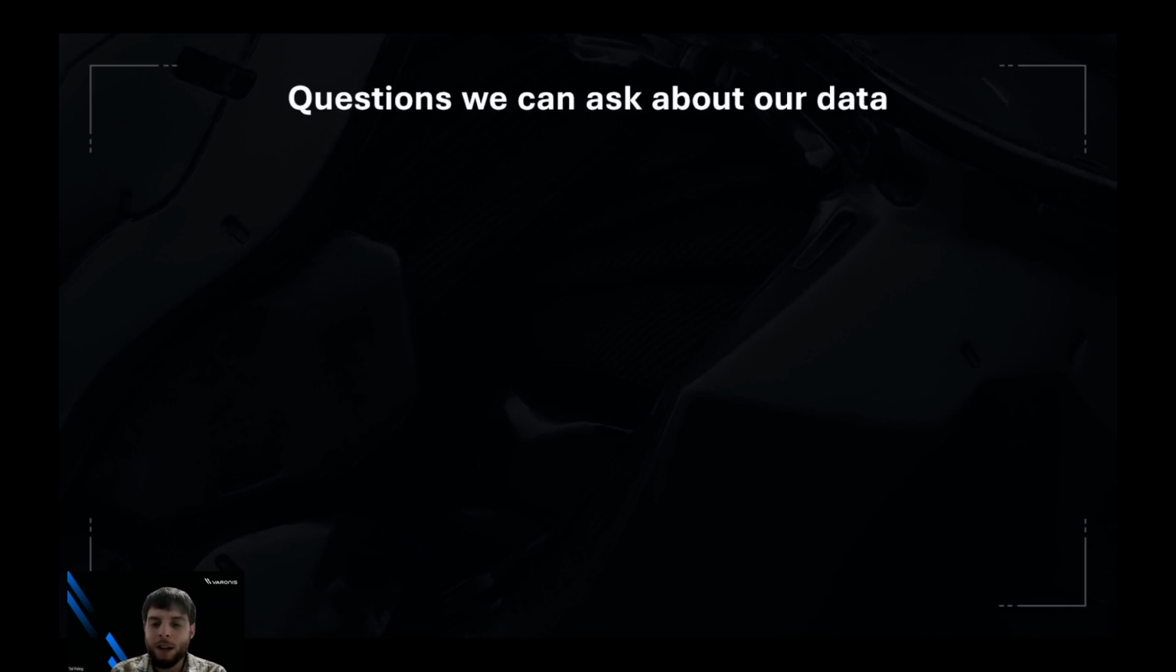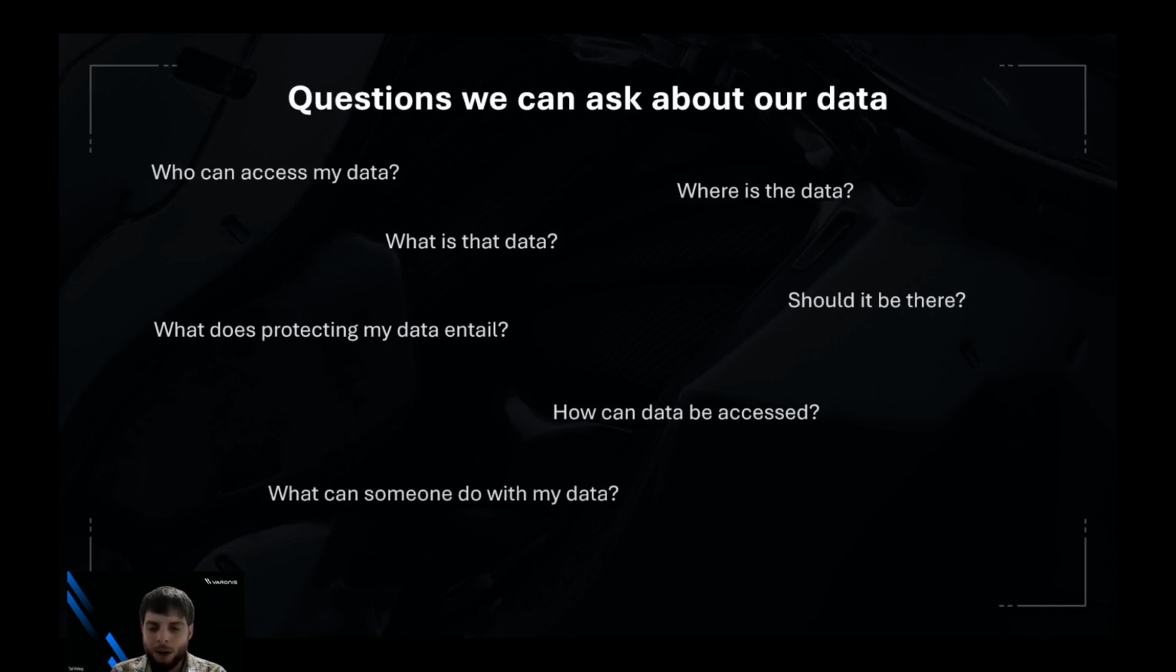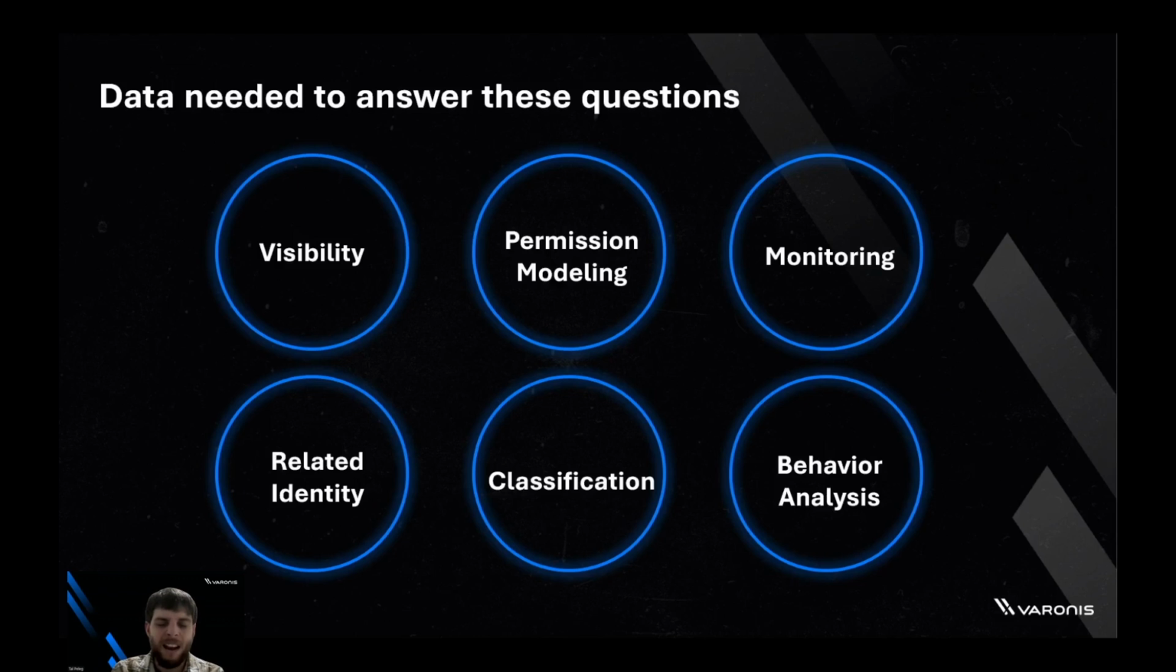We should ask ourselves what data we store in the cloud, and where is that data? Should it be there? What does protecting my data entail? Who can access it? How? And what can someone do once they have access to my data? In order to answer these questions, we need visibility into our cloud services, a good understanding of how the permission model works, and how to configure it to fit our security policy and monitor data and users across cloud applications. To protect our data, we want to know the classification of our data, wherever it is, and understand what normal and anomalous behaviors are, in order to detect unauthorized and malicious access.